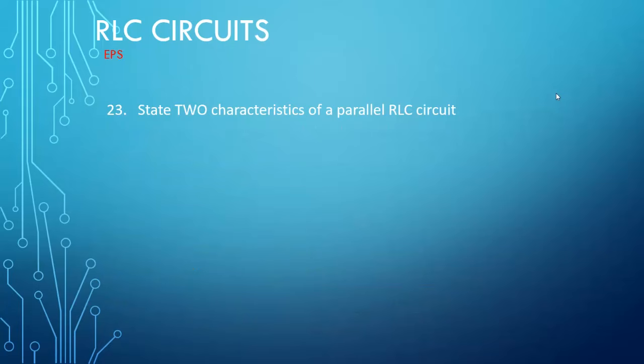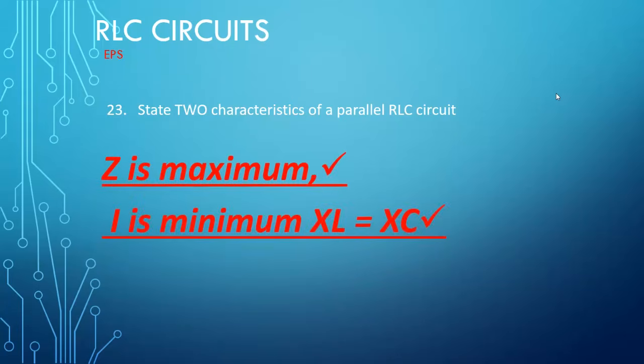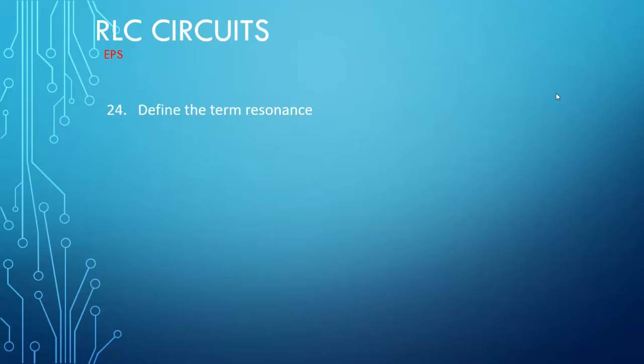State two characteristics of a parallel RLC circuit. Z is maximum, I is minimum, XL is equal to XC.